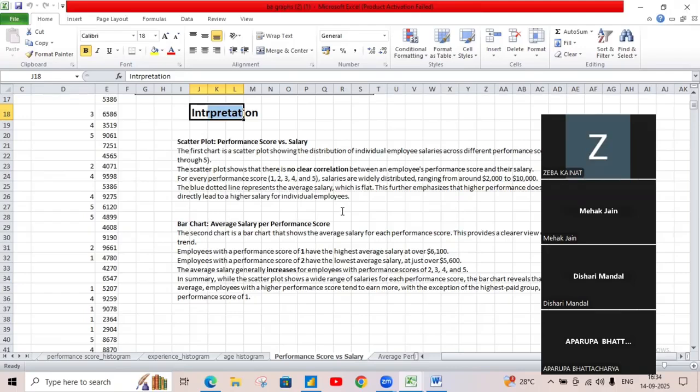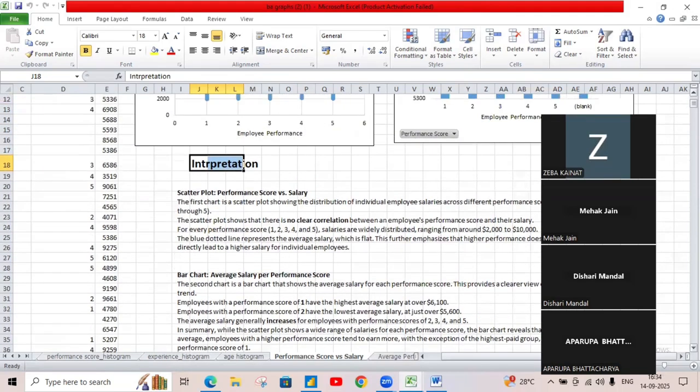So summarizing all of this, we can say that the scatter plot shows a wide range of salaries for each performance score. The second chart, that is the bar chart, reveals that employees with a high performance score tend to earn more on average. An exception is the highest group of employees, having the performance score of 1.